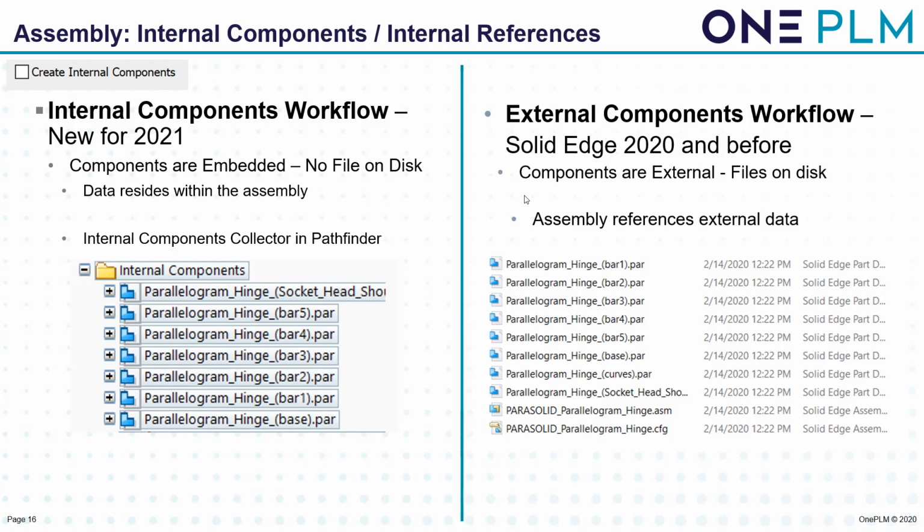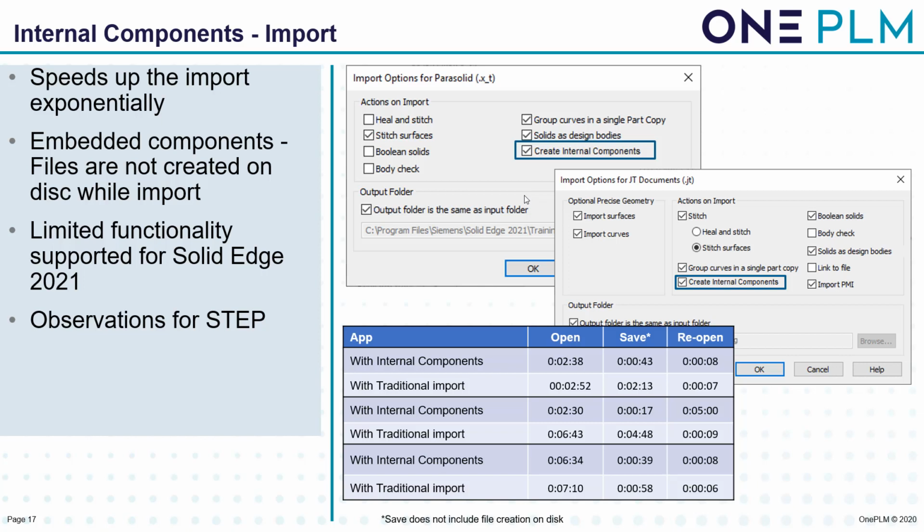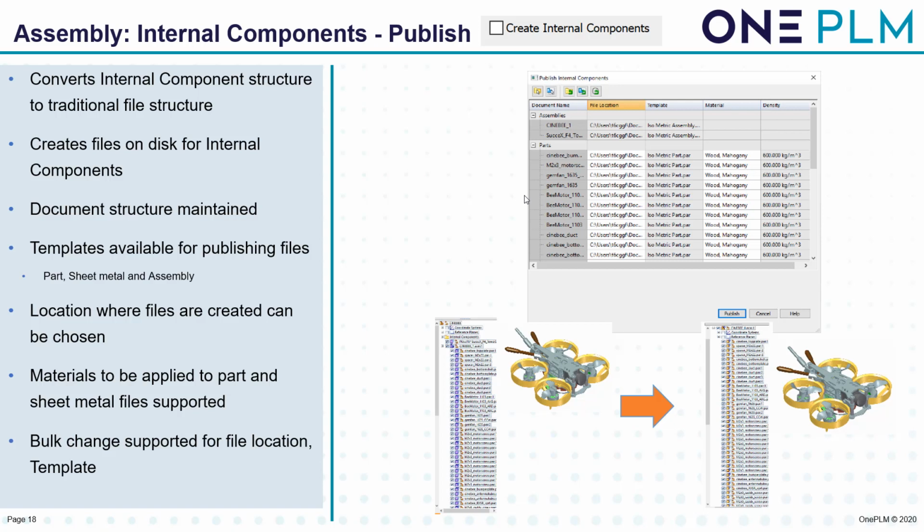So imagine you're working in Teamcenter, you've now just got one assembly file that you upload into Teamcenter, and you haven't got to worry about all those other parts. It's all just within that one folder. So it speeds up imports exponentially. When we import a Parasolid or STEP file, we've got the option there. We can see at the top, create internal components, and that says we want to do it that way.